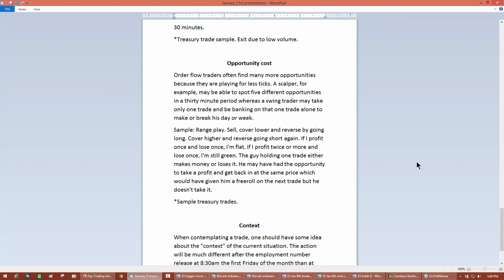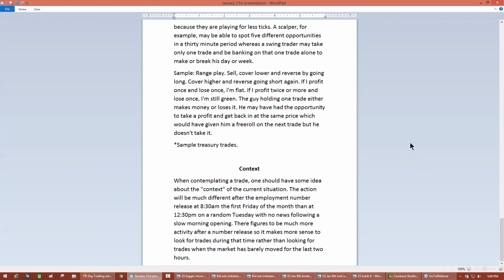But those are some of the ways that you can use the ladder to help you with trades. And of course, the bid ask, saving that tick on the bid ask really does add up over time. And the last thing I only want to discuss on the presentation really is just context. I discuss this in pretty much every presentation because it's very important.